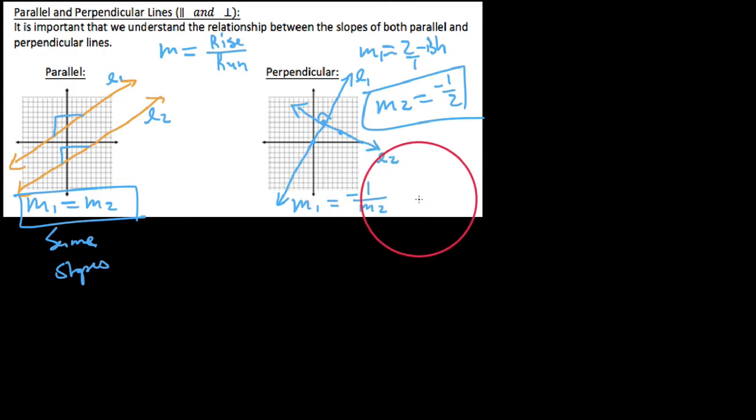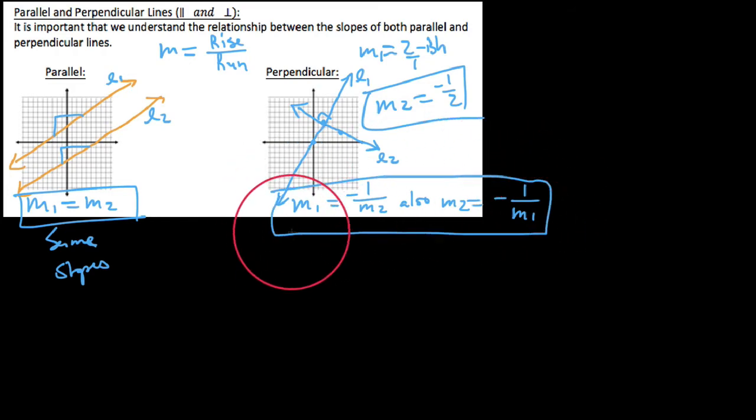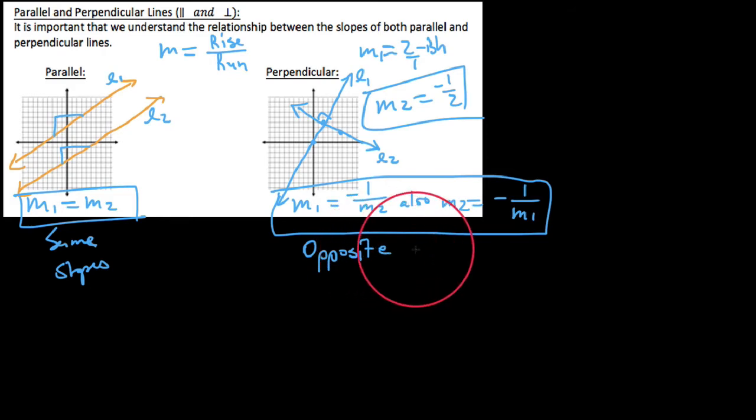This is also true, and it's kind of a weird fact: the slope of the second line is the negative reciprocal of the slope of the first line. All you need to know essentially is that they are opposite reciprocals. This is your rule. So, opposite reciprocals.